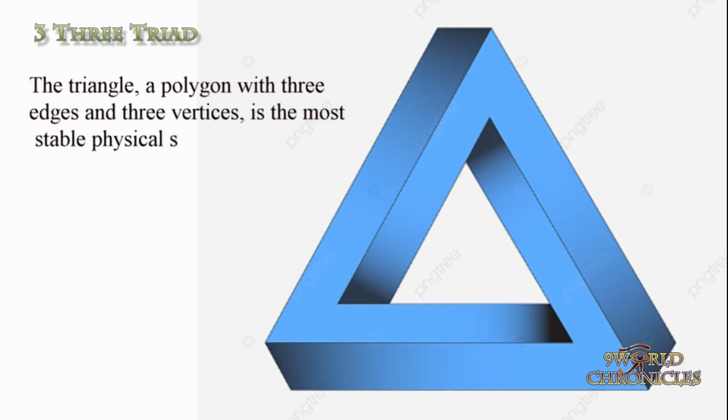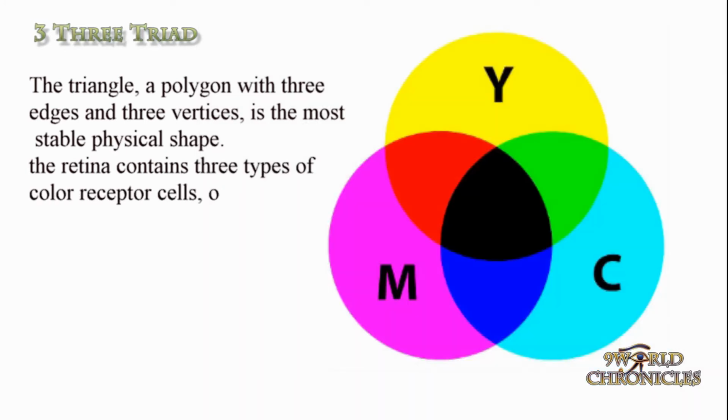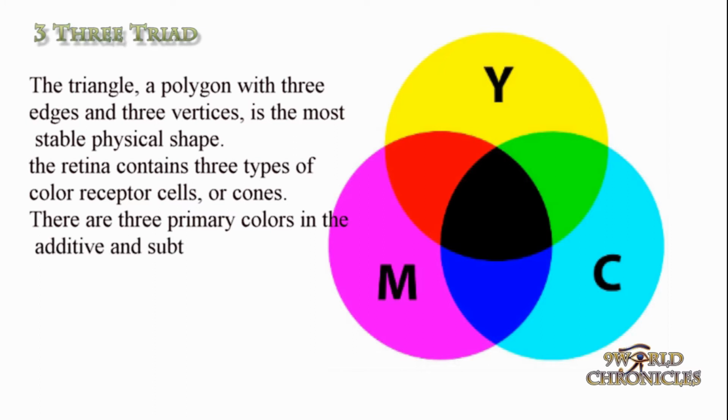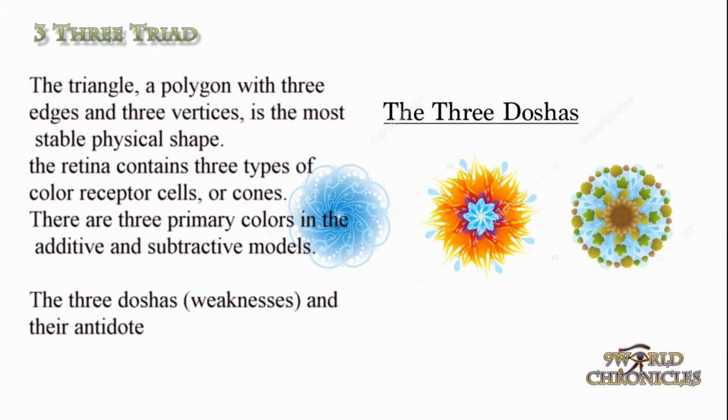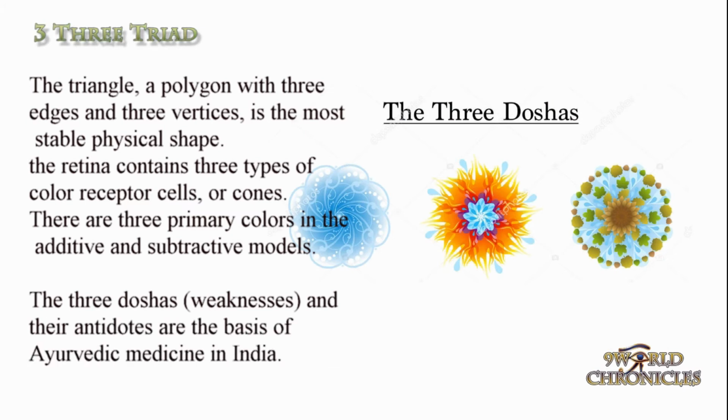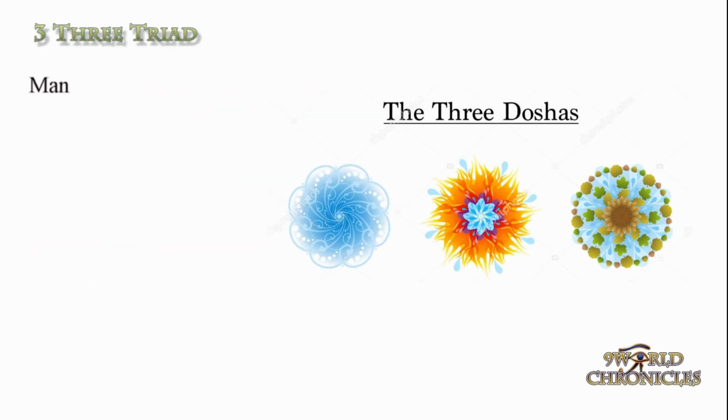The human retina contains 3 types of color receptors, and there are 3 primary colors used in additive or subtractive models. The 3 doshas and their antidotes are the basis of Ayurvedic medicine in India. And many other religions contain elements of 3.